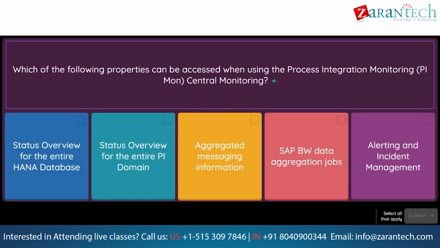Question: which of the following properties can be accessed when using the Process Integration Monitoring, PIMon, Central Monitoring? Option 1: Status Overview for the entire HANA database. Option 2: Status Overview for the entire PI domain.